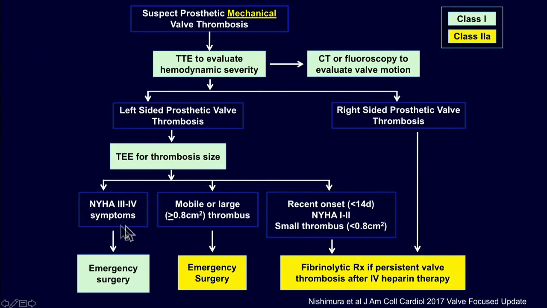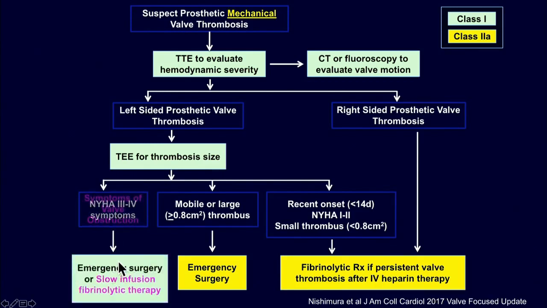In the past, they'd say if you had class 3 or 4 symptoms, this would be emergency surgery. But now symptoms of valve obstruction, it can be either emergency surgery or slow infusion fibrinolytic therapy. Because it's a left-sided thrombosis, it would be reasonable to do TEE to look at the mobility and size of that thrombus. And if it's big, greater than 0.8 square centimeters.